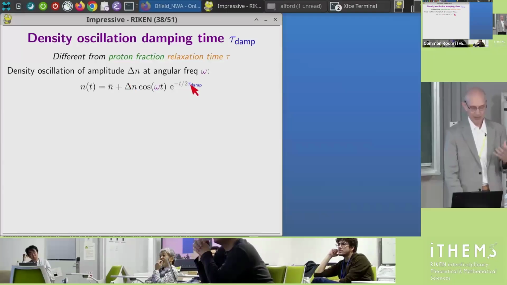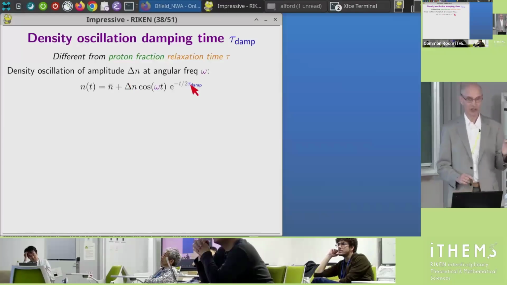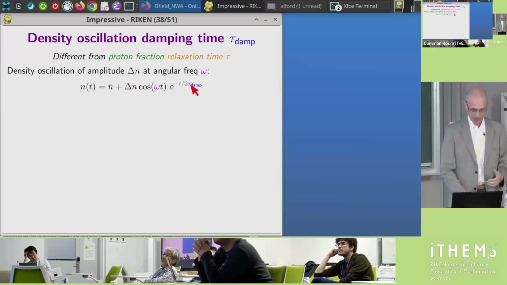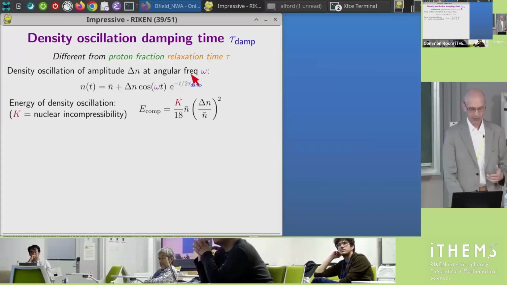And they're different. The relaxation rate is how long it takes a proton to turn into a neutron, basically. That's a microscopic thing. This damping time is how long it takes for a density oscillation to lose a significant amount of energy as a result of bulk viscosity. So let's look at that. How do we calculate this damping time?